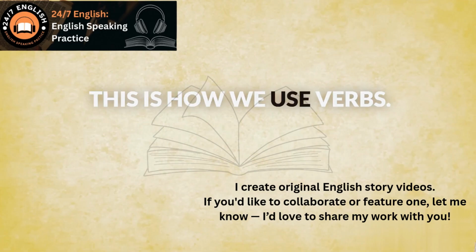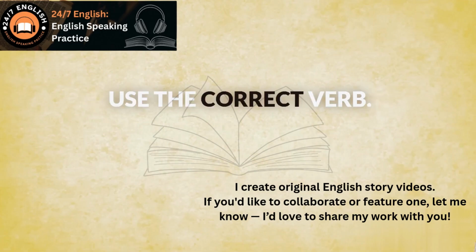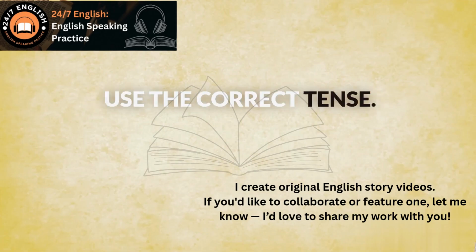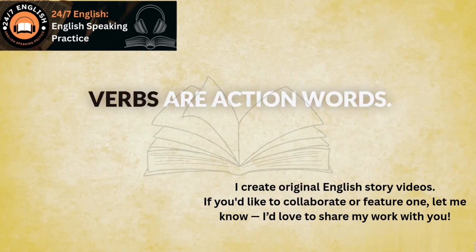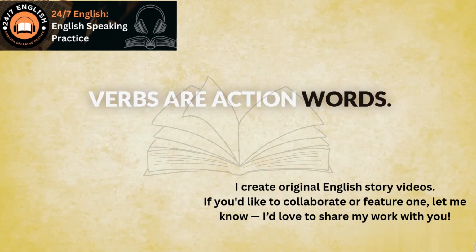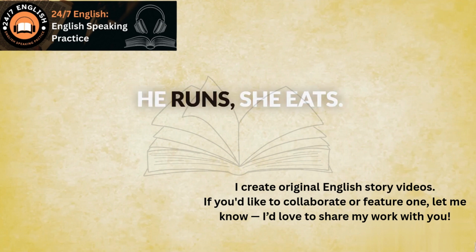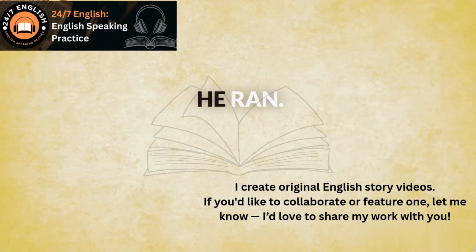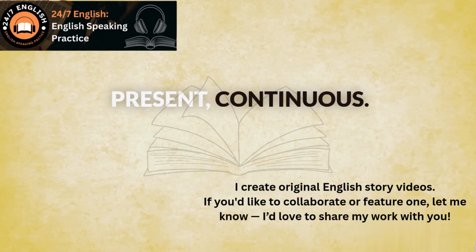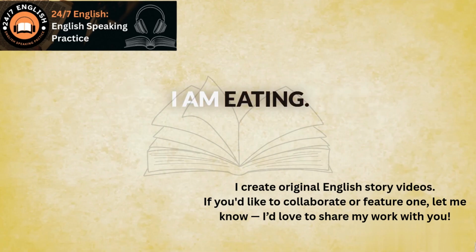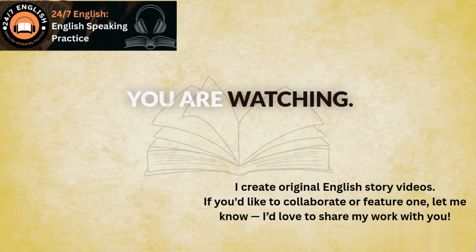This is how we use verbs. Use the correct verb. Use the correct tense. Let's review. Verbs are action words. Run, go, eat, walk. He runs. She eats. We go. Past tense. He ran. She went. They ate. Present continuous. I am eating. He is running. You are watching.